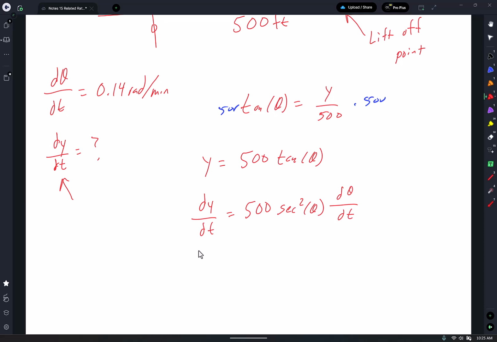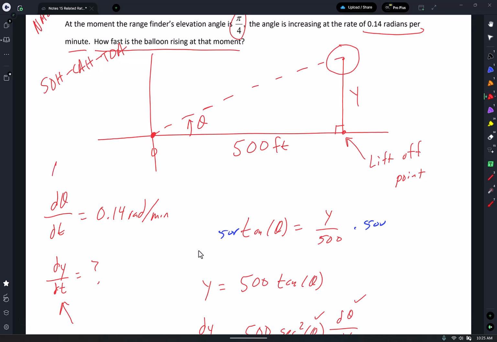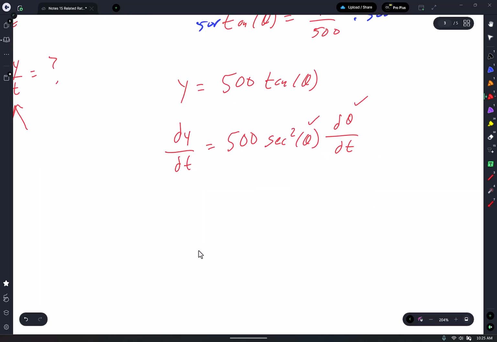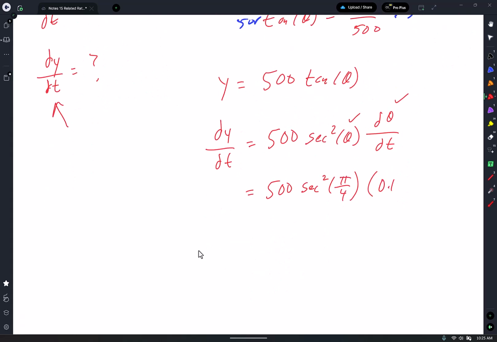Okay. Are we still okay? Do I have d theta/dt? Do I have theta? Yes. They gave it to you right there. What is my theta? Okay, so here comes pre-calc, not even extreme pre-calc, just baby pre-calc. Here we go. 500 secant squared of pi over 4. We'll figure that out in a little bit. d theta/dt was 0.14, 0.14.